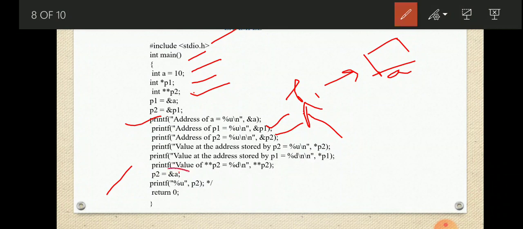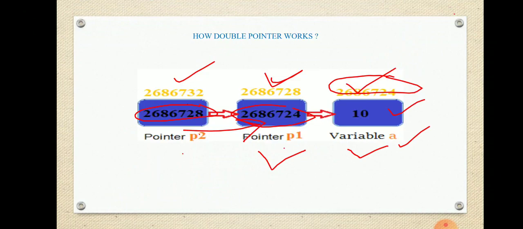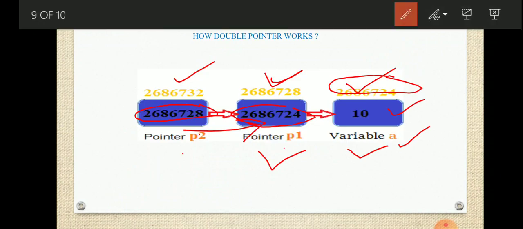P2 equals to address of A, that is not possible. In case of double pointers, our double pointer will be pointing only to P1, so it cannot point directly to A. That is the important point. Earlier, because of confusion, I was thinking that only a single pointer is there, so I discussed this, but now I am correcting this. Okay, remember this thing. So that is the complete scenario. Here P2 is pointing to P1 only, P1 is pointing to A only, so P2 cannot point to A directly.